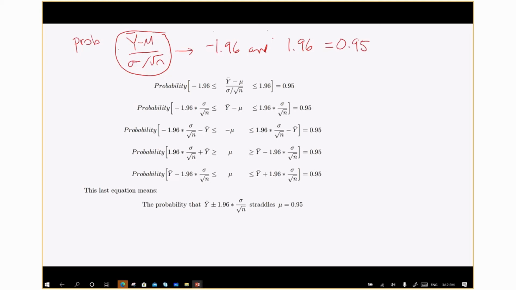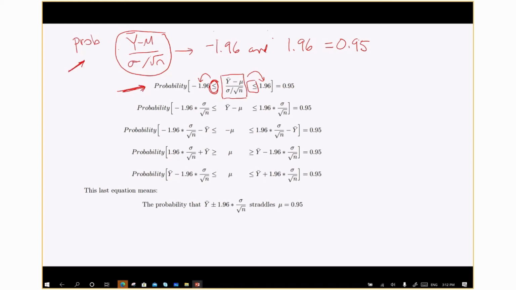And that's what this line here shows. So there's our y bar minus mu over sigma root n, greater than minus 1.96 and less than 1.96. Now, a fine point: is it less than or equal to, or just less than? Well, since we're dealing with a continuous variable, it doesn't really matter which we use. I don't think it makes any big difference. So this line here represents this truth here.